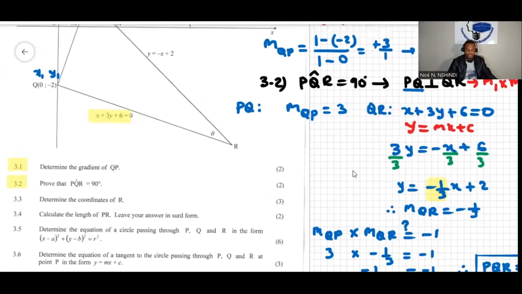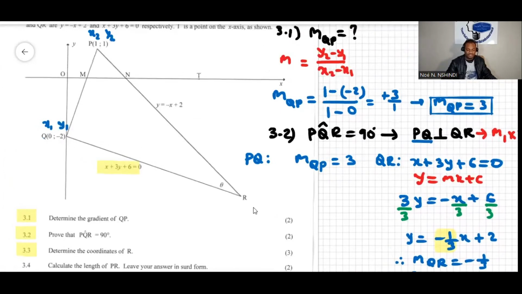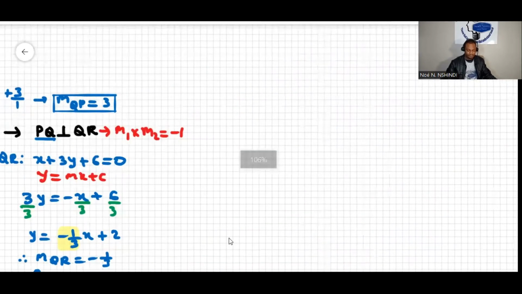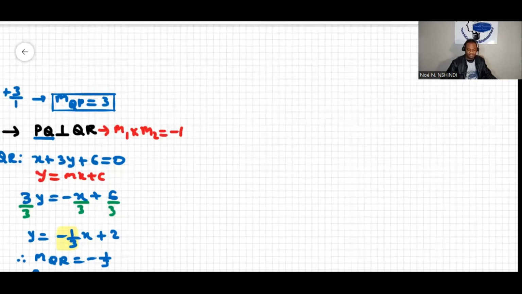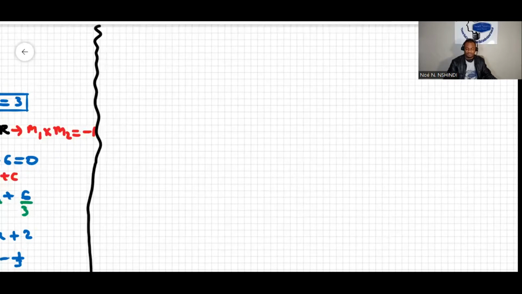Now the following question is question 3.3. The question says, determine the coordinates of R. If you look at the graph, this is the point, the coordinate of R. Now I'm going to move my board over here and split my board a little bit like this. It's important for me to place the same graph here.